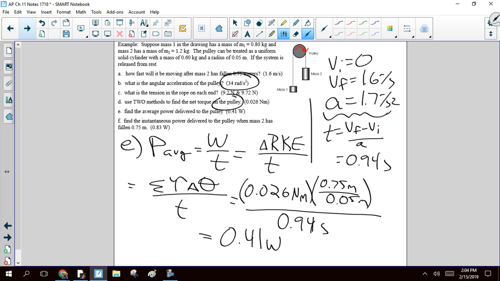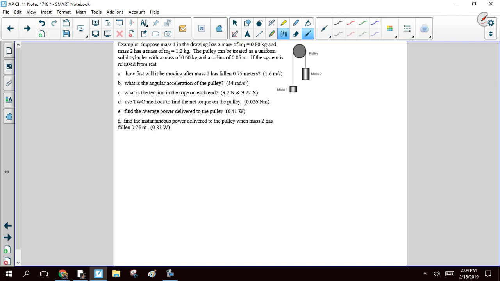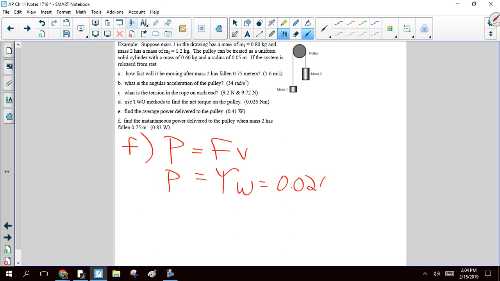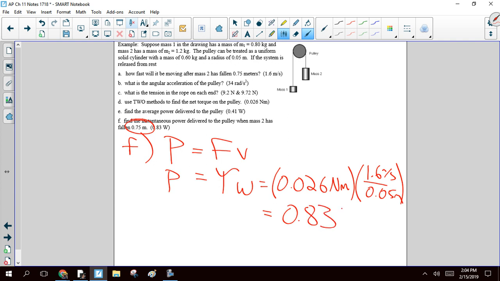Last but not least, part F wants the instantaneous power. Well, instantaneous power is usually force times velocity. Our angular counterpart is torque times angular velocity. Well, so we already know our torque is 0.026 newton meters. And our angular velocity at the end of the time given, well, that's just v over r. And our v was 1.6 meters a second. Our radius is 0.05 meters. Calculate that, and you get 0.83 watts.